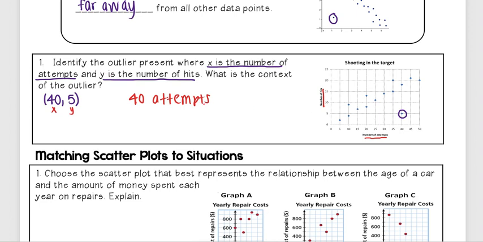And so that means 40 attempts resulted in 5 hits. So always remember that first coordinate's your x, the second coordinate's your y. X was my number of attempts, so I had 40 attempts. Y was my number of hits, so I had 5 hits.